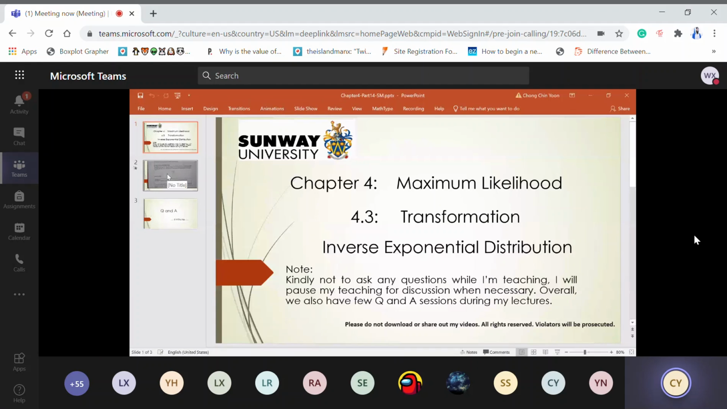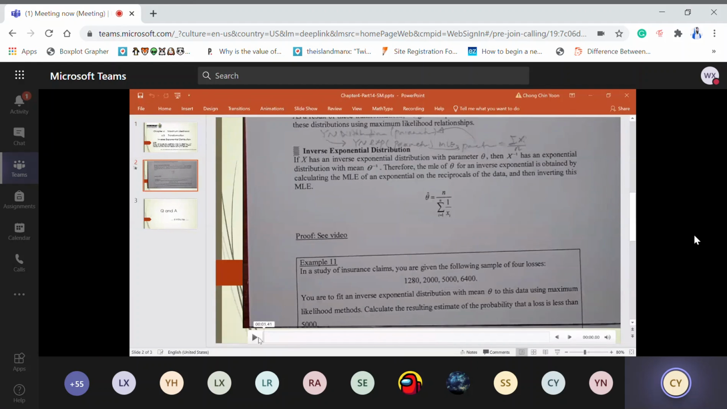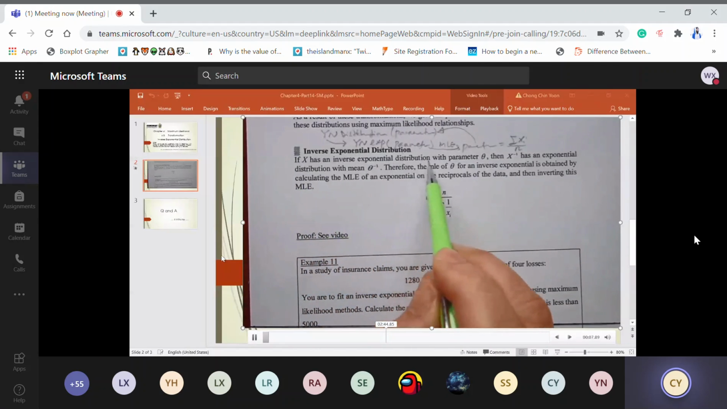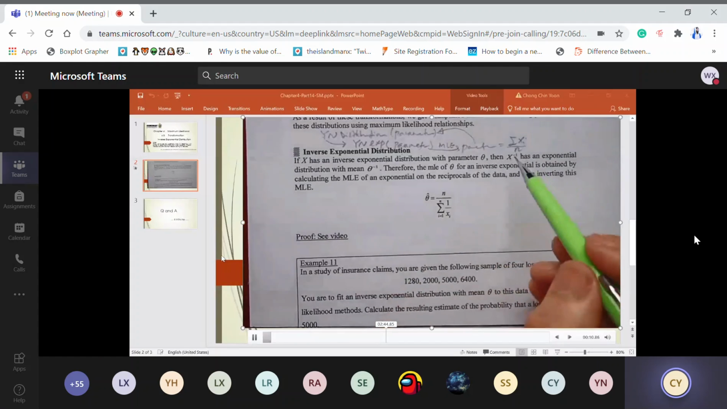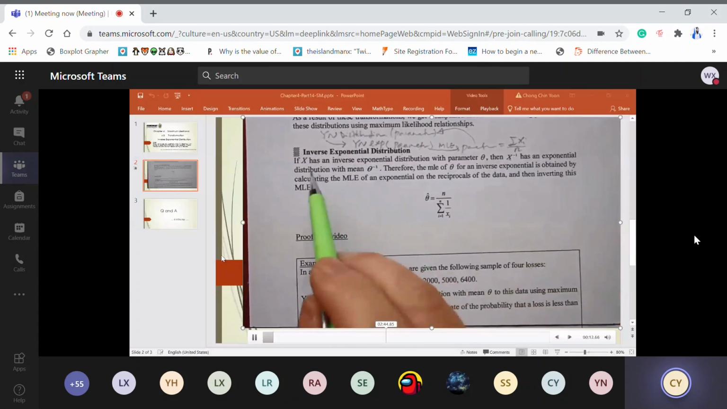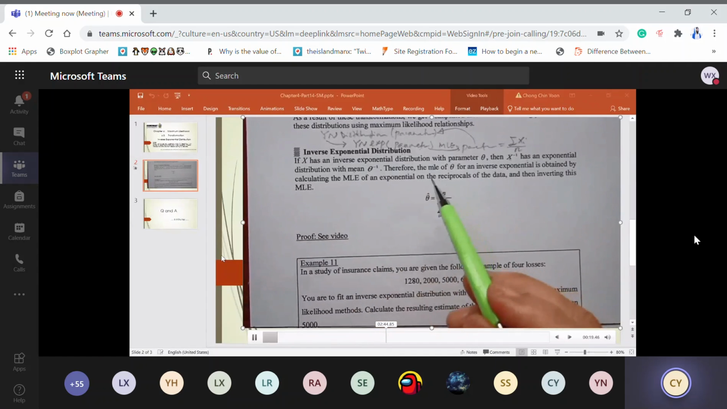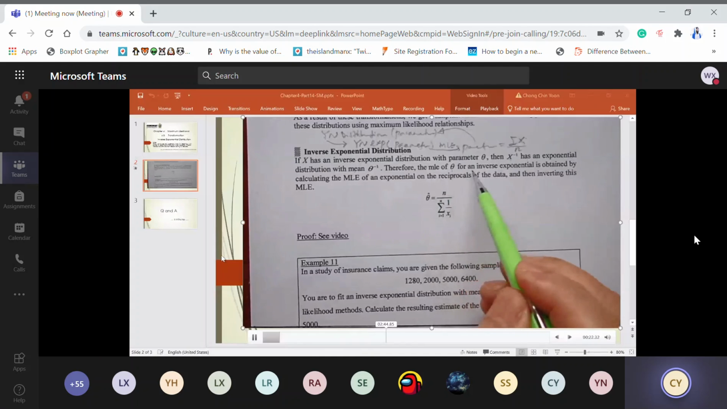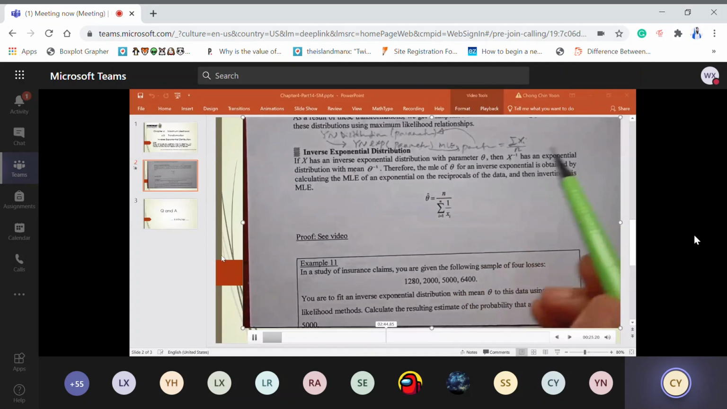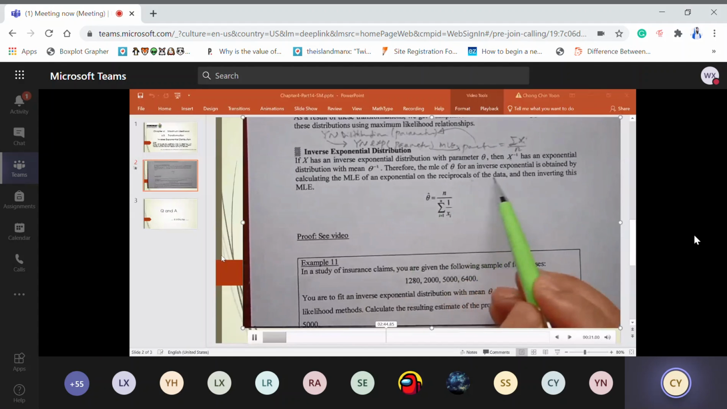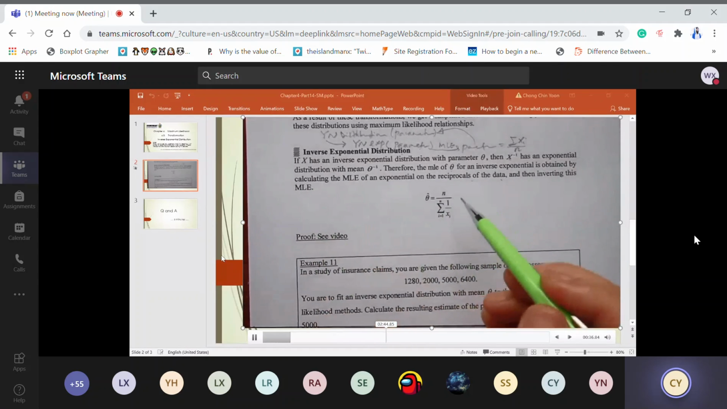Okay, so now we go to inverse exponential. Inverse exponential distribution. If x has an inverse exponential distribution with the parameter theta, then 1 over x has an exponential distribution with the mean, which is the parameter 1 over theta. Therefore, the MLE of theta for an inverse exponential is obtained by calculating the MLE of an exponential on the reciprocal of the theta, and then inverting this MLE, then we will have this result.